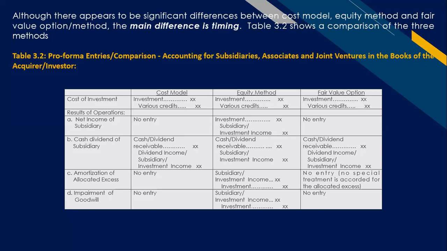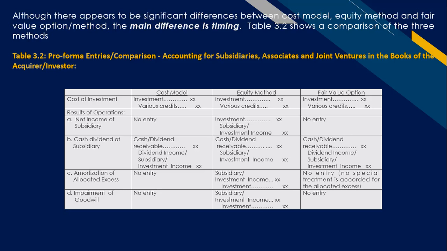Let's continue. Now, if we are trying to compare the accounting for subsidiaries, associates, and joint ventures in the books of the acquirer or investor: in recording the net income of the subsidiary, we have no entry under the cost model. In other words, the investment account will not change, while under the equity method, for net income, we debit investment and credit investment income. This means that the investment account will be increased because of the net income of the subsidiary. While under the fair value option, just like under the cost model, there will be no entry.